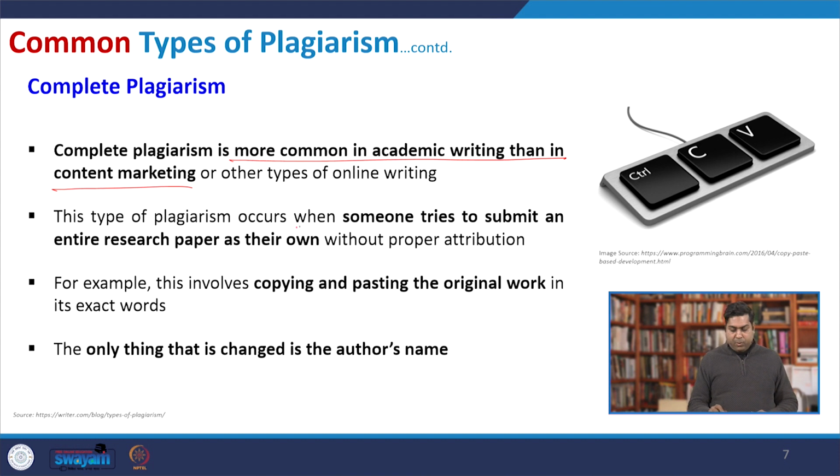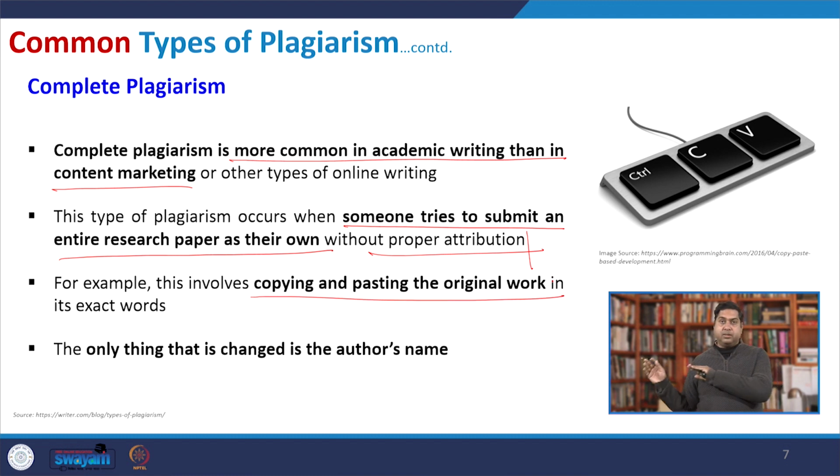This type of plagiarism occurs when someone tries to submit an entire research paper as their own without proper attribution and citation. For example, this involves copying and pasting the original work in the exact words of the original paper. The only thing that is changed is the author's name. So if I just change the cover page and then submit an entire thesis which has been done by someone else, this is an act of complete plagiarism.